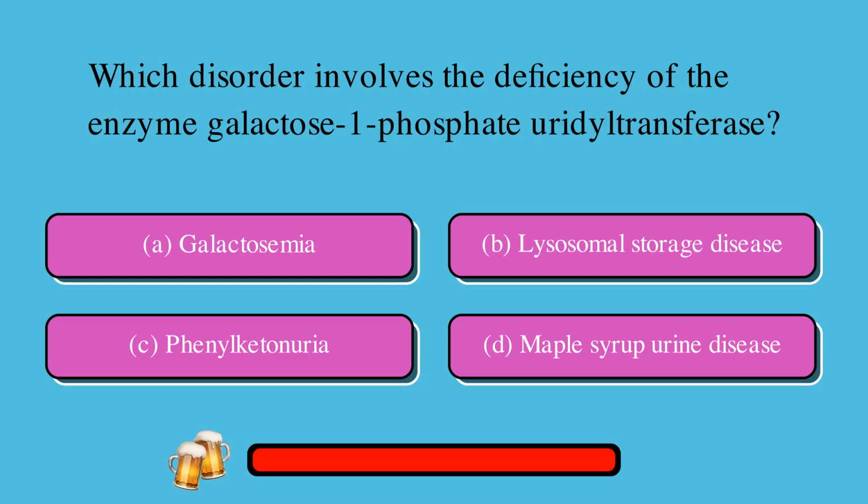Which disorder involves the deficiency of the enzyme galactose 1-phosphate uridyl transferase? A. Galactosemia, or B. Lysosomal storage disease, or C. Phenylketonuria, or D. Maple syrup urine disease? The correct answer is A. Galactosemia.